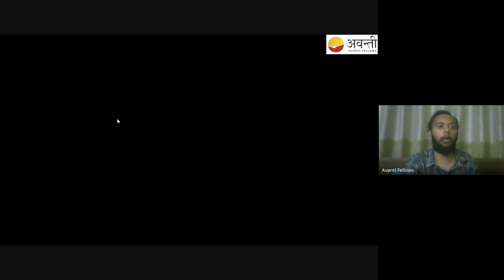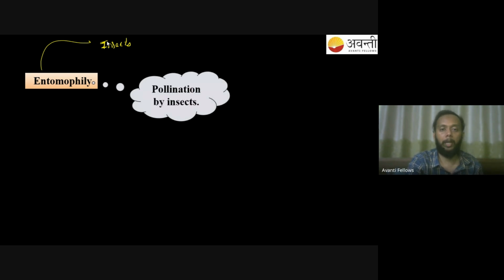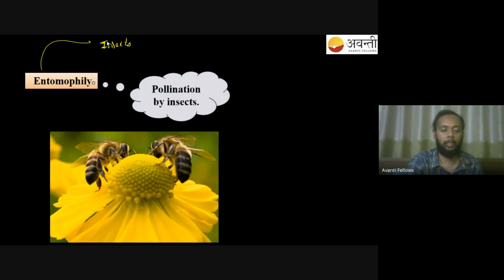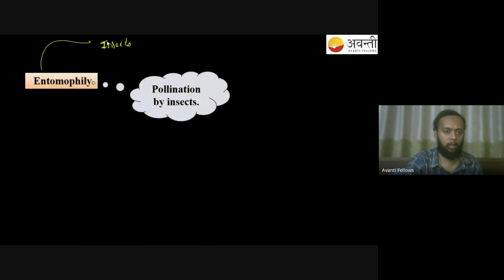So now we can jump onto entomophily. Entomophily basically means pollination will now happen with the help of insects, right? So insects will be involved over here. Now here you will get to see a number of characters. Let me find the pollination by insects, and you can see the honeybee over here. Now let me just have a look.